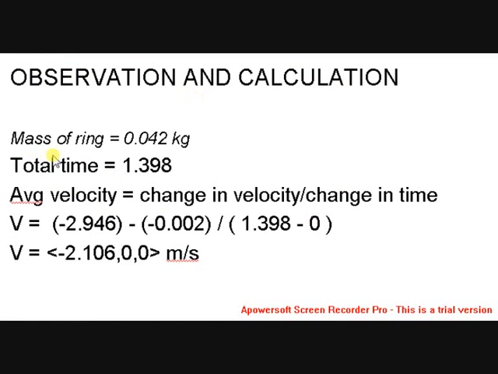Observation and calculation. The mass of the ring was found to be 0.42 kgs. The total time of travel of the ring was found to be 3.98 seconds. Average velocity is equal to change in displacement by change in time. It was applied, and the initial velocity, final velocity, and the total time taken were given to find out the total average velocity of the ring. This shows the vectorial representation.